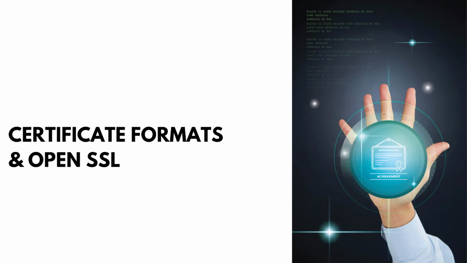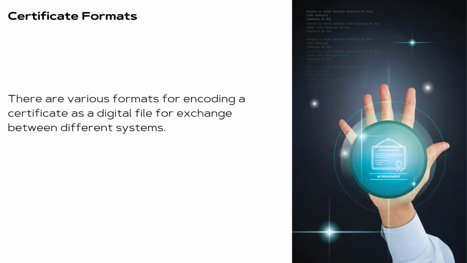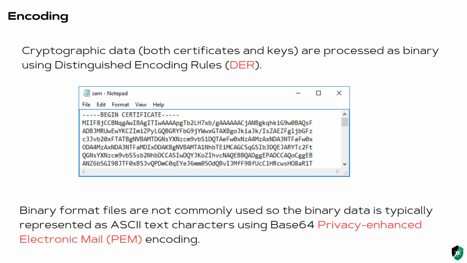Let's move on to talking about certificate formats and OpenSSL. Now, there are various formats for encoding a certificate as a digital file for exchange between different systems. Now, when it comes to encoding itself, cryptographic data, which is usually certificates and keys, are processed as binary using distinguished encoding rules, DER. And that's an example right there.